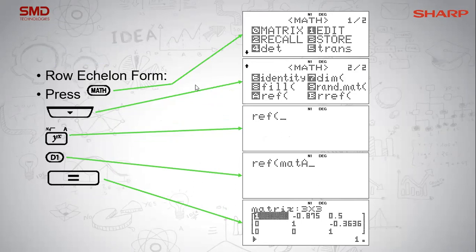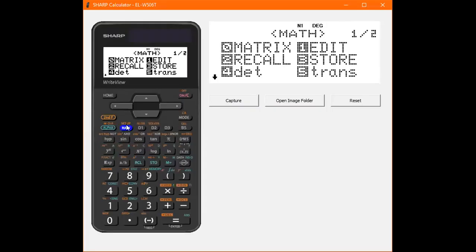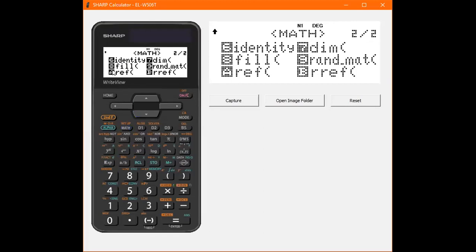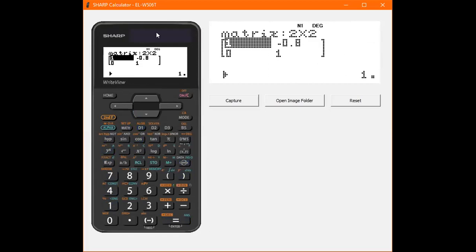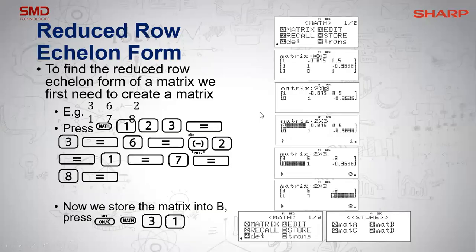So with the row echelon form, you would just press math and then press down. You can see letter A is reference. So it's actually your memory key A. So you'd say A, and then the name of your matrix, and that will give you your row echelon form. You can do reduced row echelon form, but with our example, what it would do is just give us an identity matrix. So you can go and try that out. Using this one to solve, this is where you would actually solve a simultaneous equation.